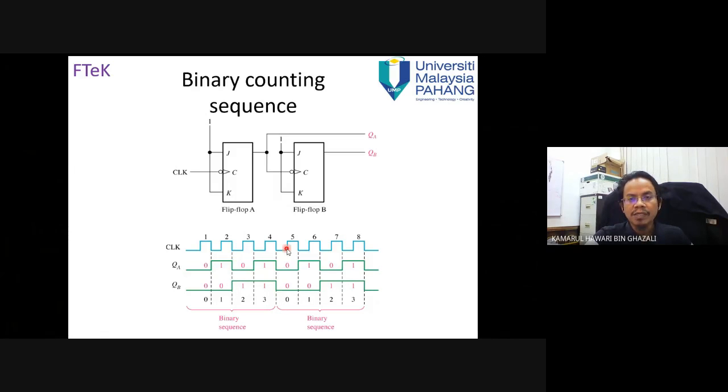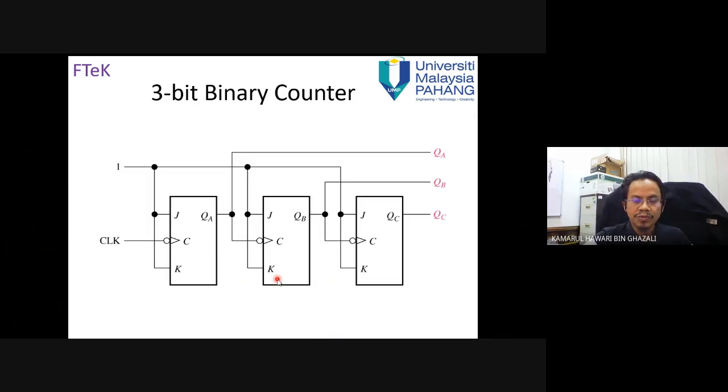If you look at this carefully, the outputs QA and QB become a counter: 0 0, 0 1, 1 0, 1 1, 0 0, 0 1, 1 0, 1 1, and so on, continuous. So 0, 1, 2, 3, 0, 1, 2, 3. This is a circuit of flip-flops that can perform as a counter. We will learn about counters in chapter 8, which continues from this chapter 7.